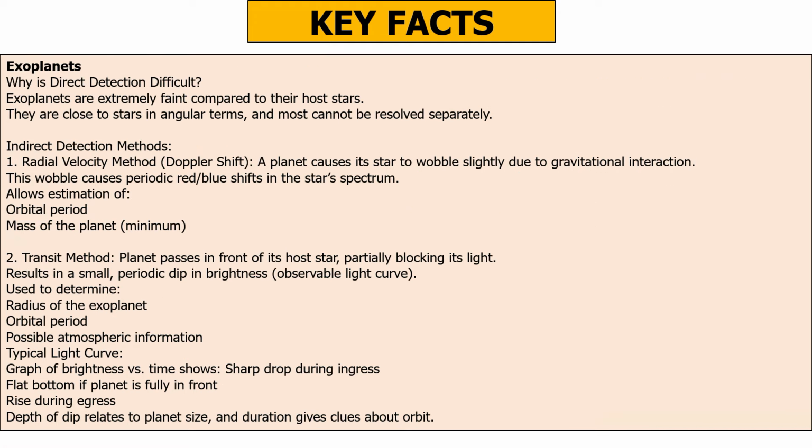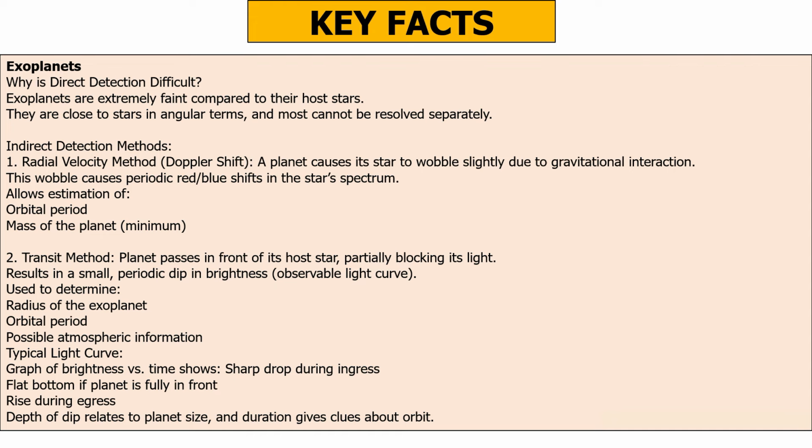Now, exoplanets are extremely difficult to detect directly, as they're very faint compared to their host stars. They're close to stars in angular terms, and most can't be resolved separately with telescopes. So there are two indirect methods for detecting exoplanets. The radial velocity method, where the planet causes its star to wobble slightly due to gravitational interaction. This wobble causes periodic red and blue shifts in the star's spectrum. So this allows estimation of the orbital period and the minimum mass of the planet.